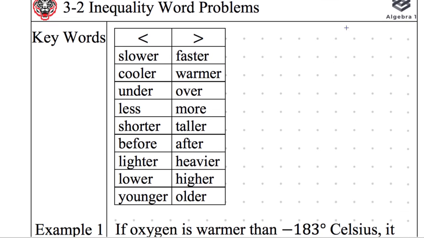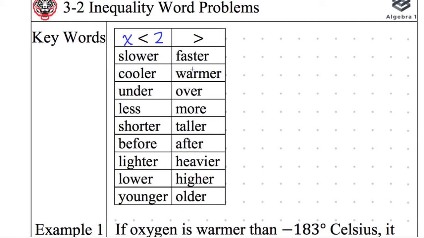So I gave you a few different keywords, and they're read from the left to the right. So if you go from the right to the left, then they're all backwards. But if I want to say that x is slower than some number, like x is slower than 2, x is cooler than 2, I read from the left to the right. So slower, cooler, under, less, shorter, they're all kind of like smaller type of words. And I know that a lot of us know these, but I'm listing those here for us.